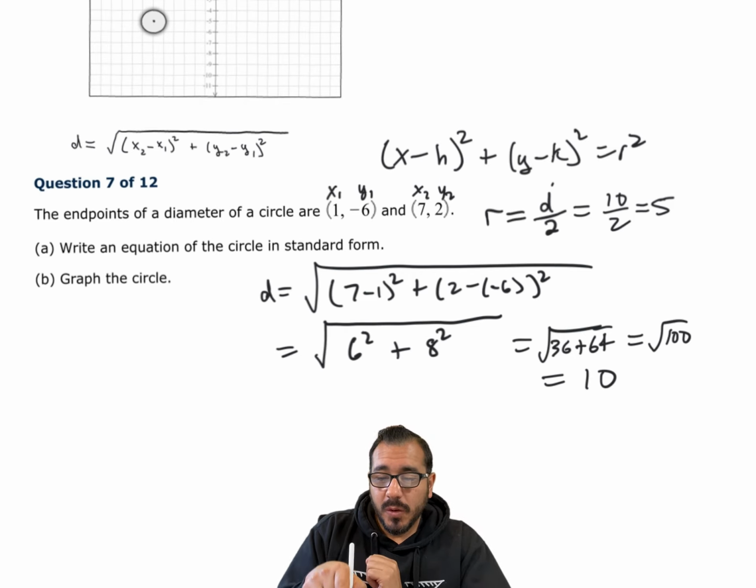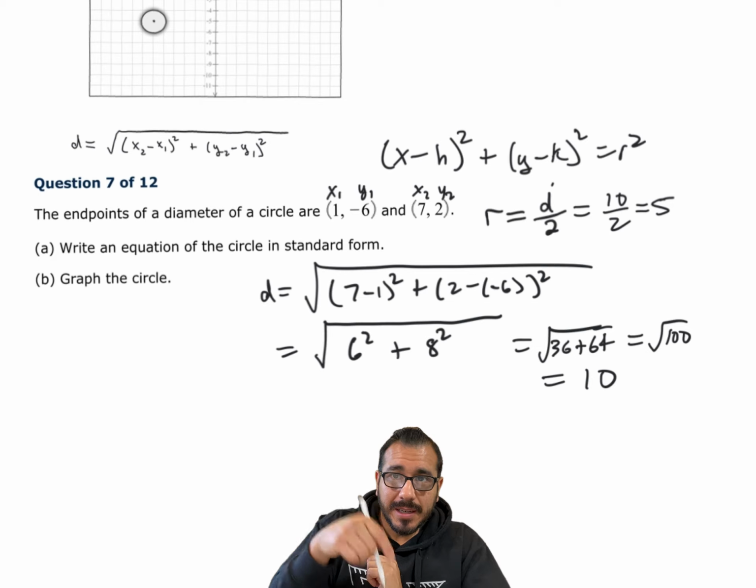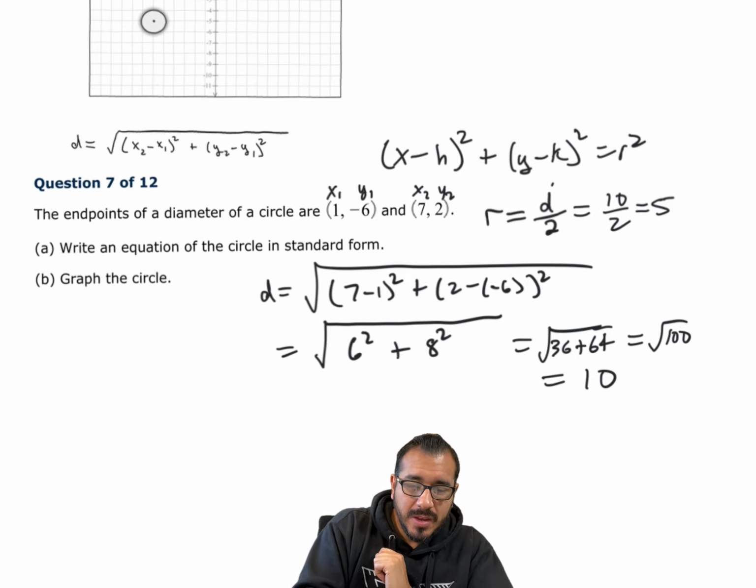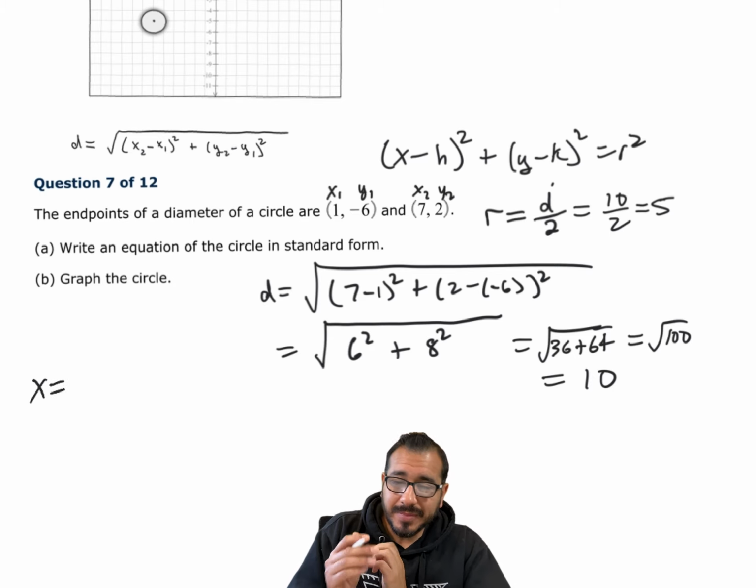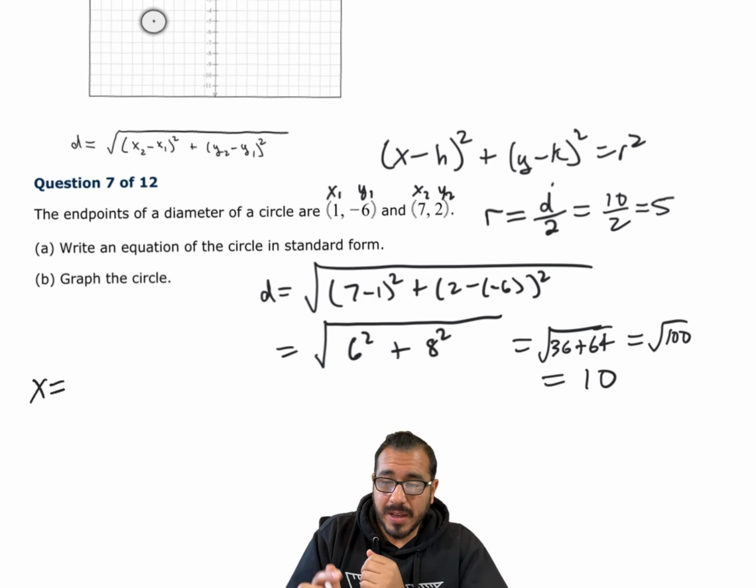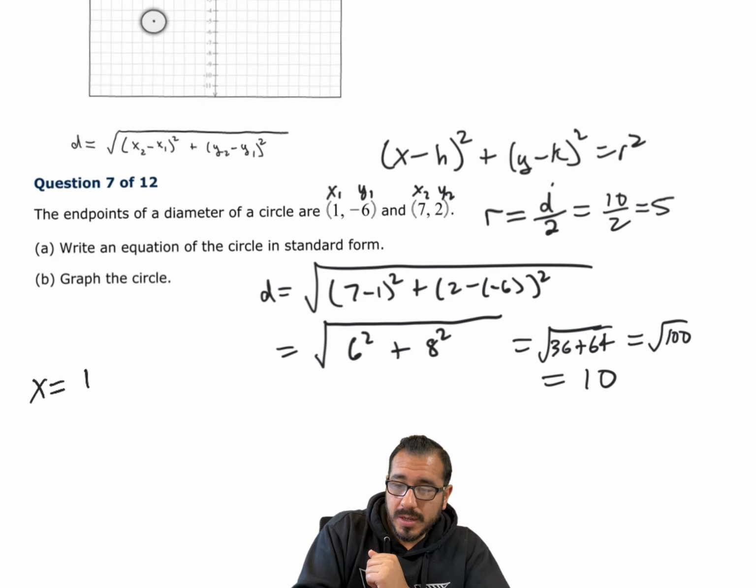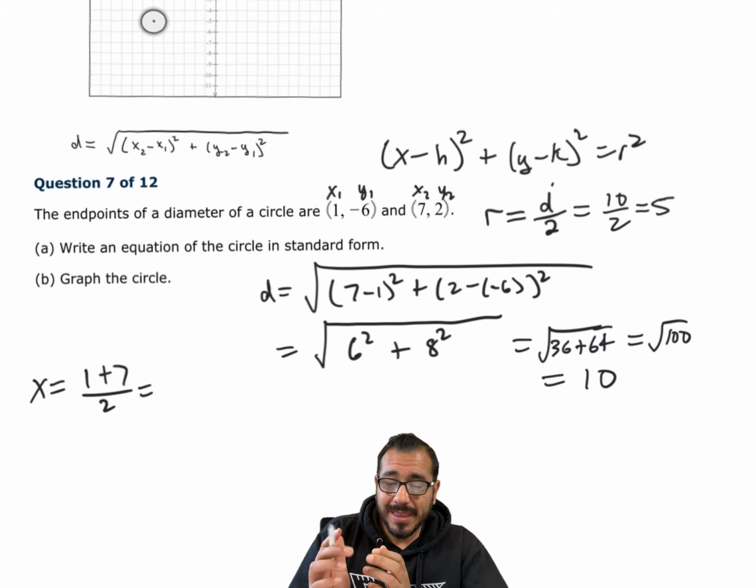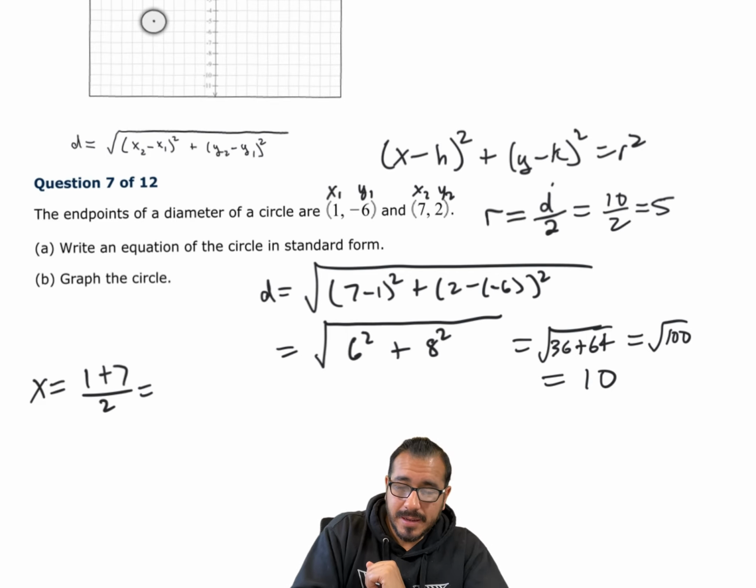So again, if you want more practice with that distance formula, click the link below. I have a video that shows you how to find the distance, and it shows you how to find the midpoint, which is what we're going to do right now. So we're going to find the midpoint, and what you do for the midpoint is this. You take your x values, which is the 1 and the 7, you add them and divide by 2. So the 1 and the 7, you add them, and that's going to give you 8. And then you divide it by 2, and that gives you 4.